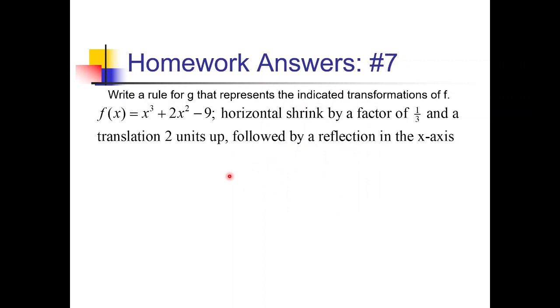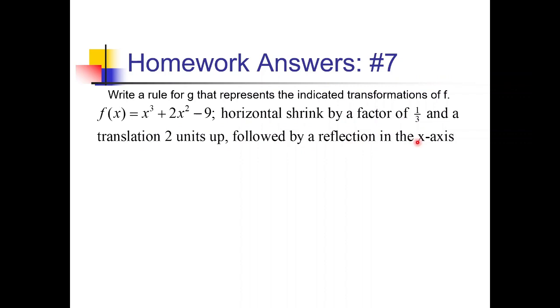For this problem, they want us to write a rule for g representing these indicated transformations of this f of x function. So there are three transformations happening. We have a horizontal shrink by 1/3 and a translation 2 units up, and then that's all being followed up by a reflection in the x-axis. So these first two, the horizontal shrink and the translation, those affect different directions on the graph, so they could actually happen at the same time. They're independent of each other.